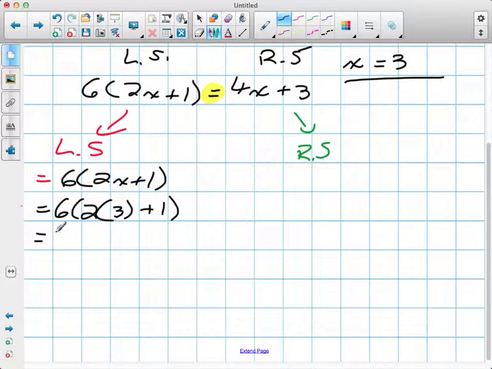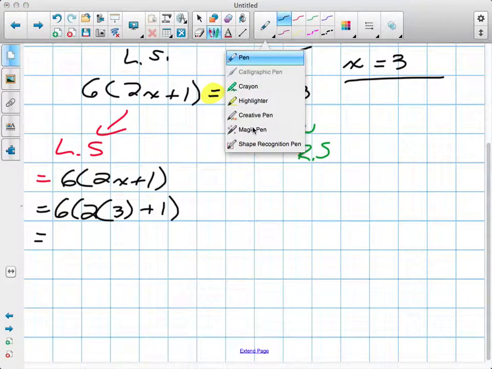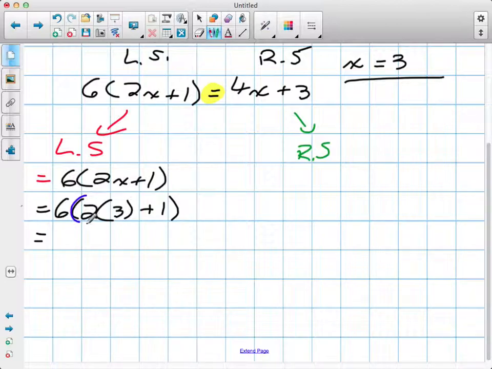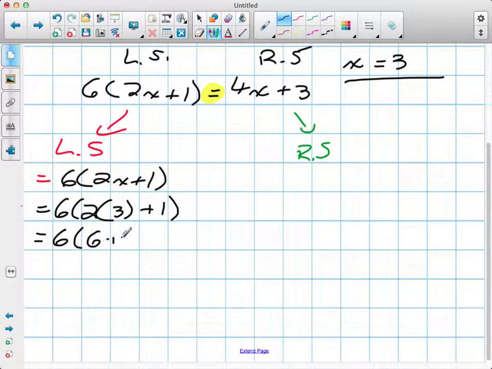Think of BEDMAS. We're going to deal with what's inside of our brackets first. And what's inside of our brackets is 2 times 3 and plus 1. Do we deal with the multiplication or the addition first in terms of BEDMAS? Multiplication. So we're going to deal with 2 times 3 first. What is 2 times 3? 6. Good. So 6 times 6 plus 1. I still have brackets, so I still have to deal with the brackets first. What is our 6 plus 1?